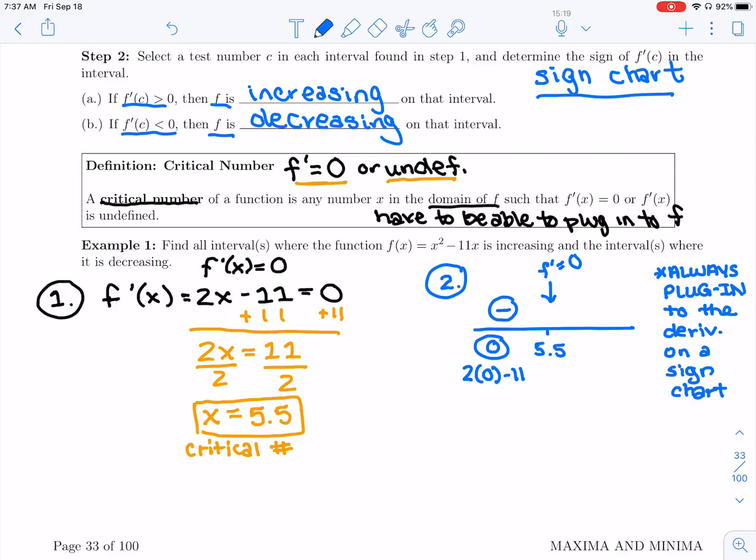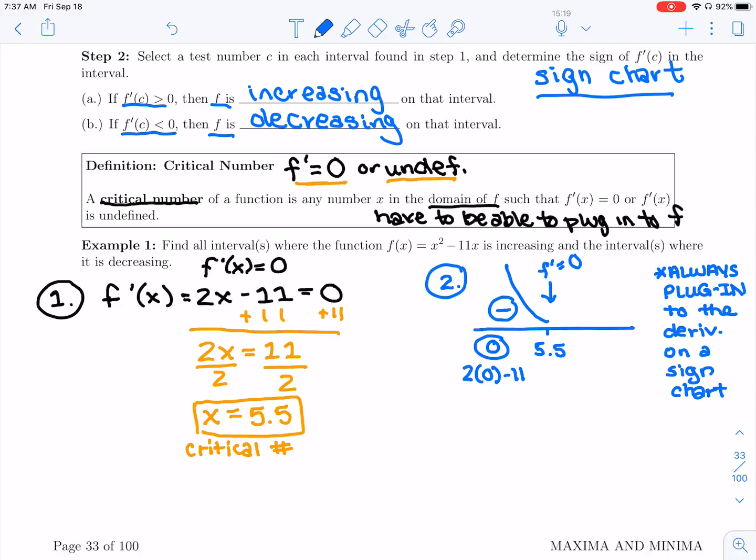So even if you get really close to 5.5, you're going to see the derivative is negative, which means, was the function increasing, decreasing, or was it constant? It was decreasing. So I just draw myself a little decreasing line. It's falling left to right before 5.5.